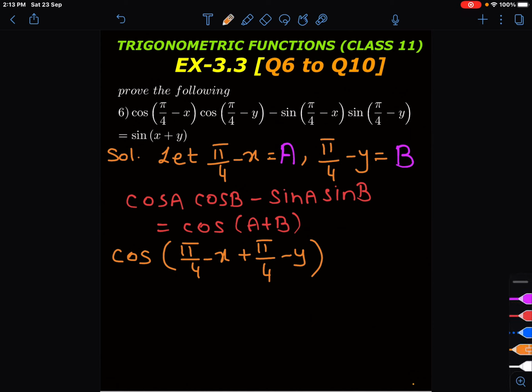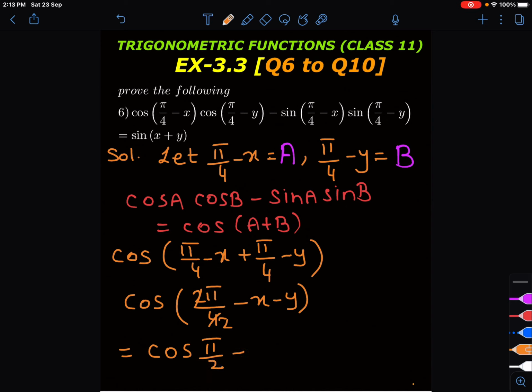Now we solve this equation. Now cos of pi/4 plus pi/4, we are getting 2 pi/4, isn't it? Pi/4 plus pi/4 is 2 pi/4, minus x minus y. This one we are writing as it is. So we will be getting cos of pi/2, and minus of this, the minus we are taking out, so we will be putting it as x plus y. Got it, children? This pi/2 we are getting, and the minus we are taking as common outside.